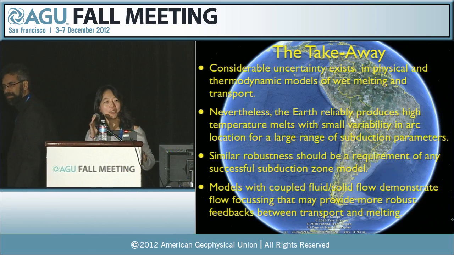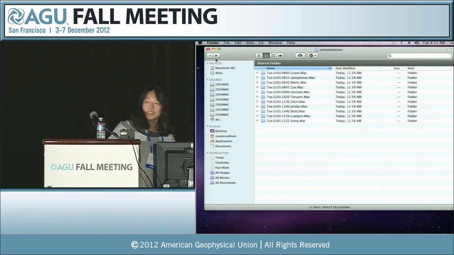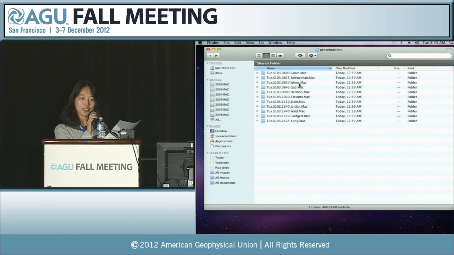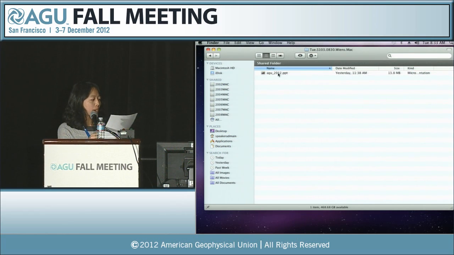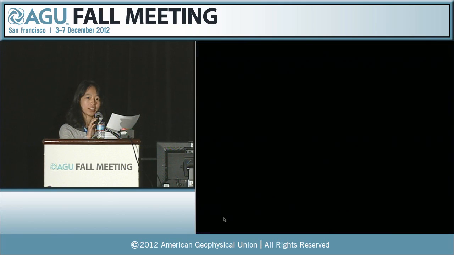Sorry that we have to move to another talk. So our third one is also the invited talk given by Doug Wiens. The title is Imaging Melt Processes Beneath Island Arcs and Backarc Spreading Centers.